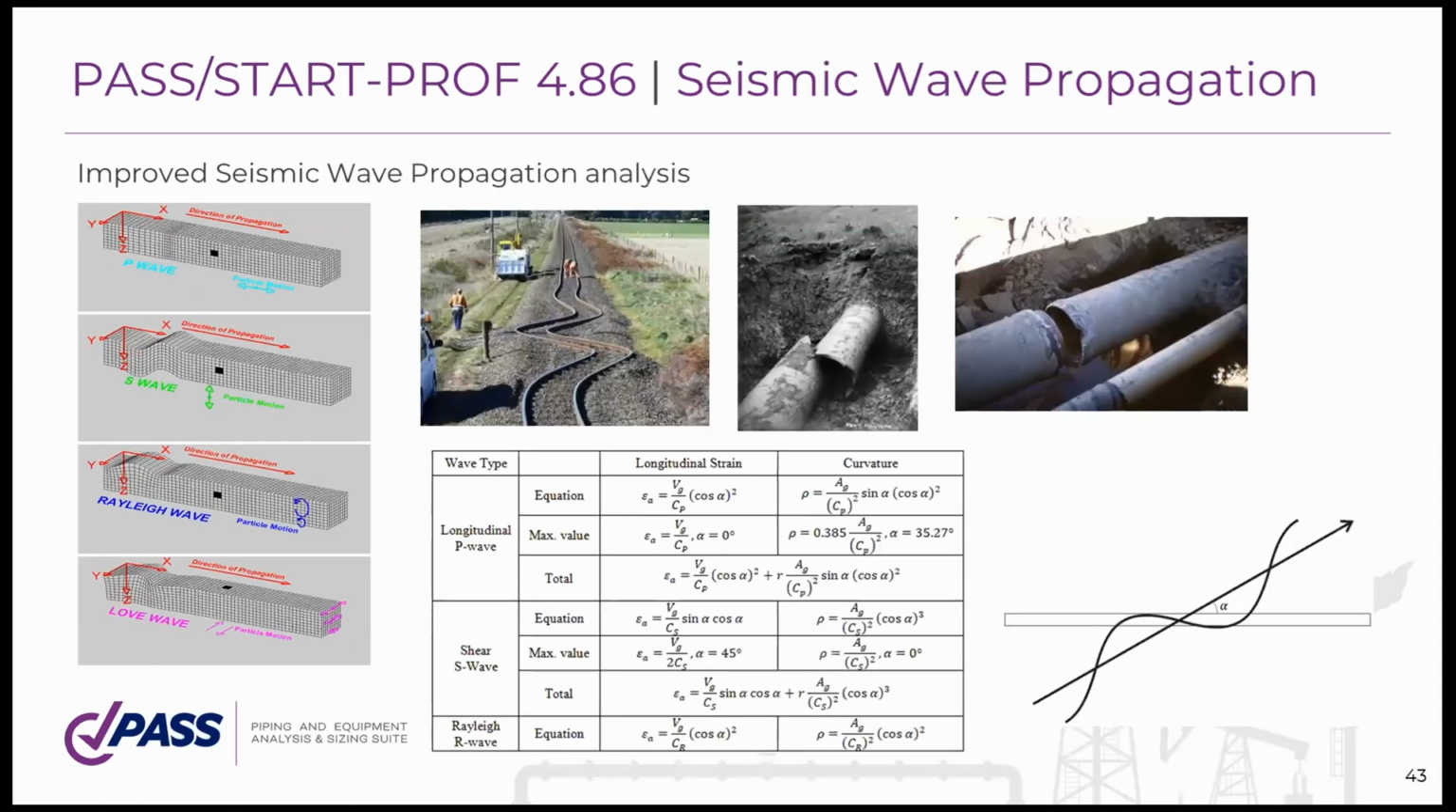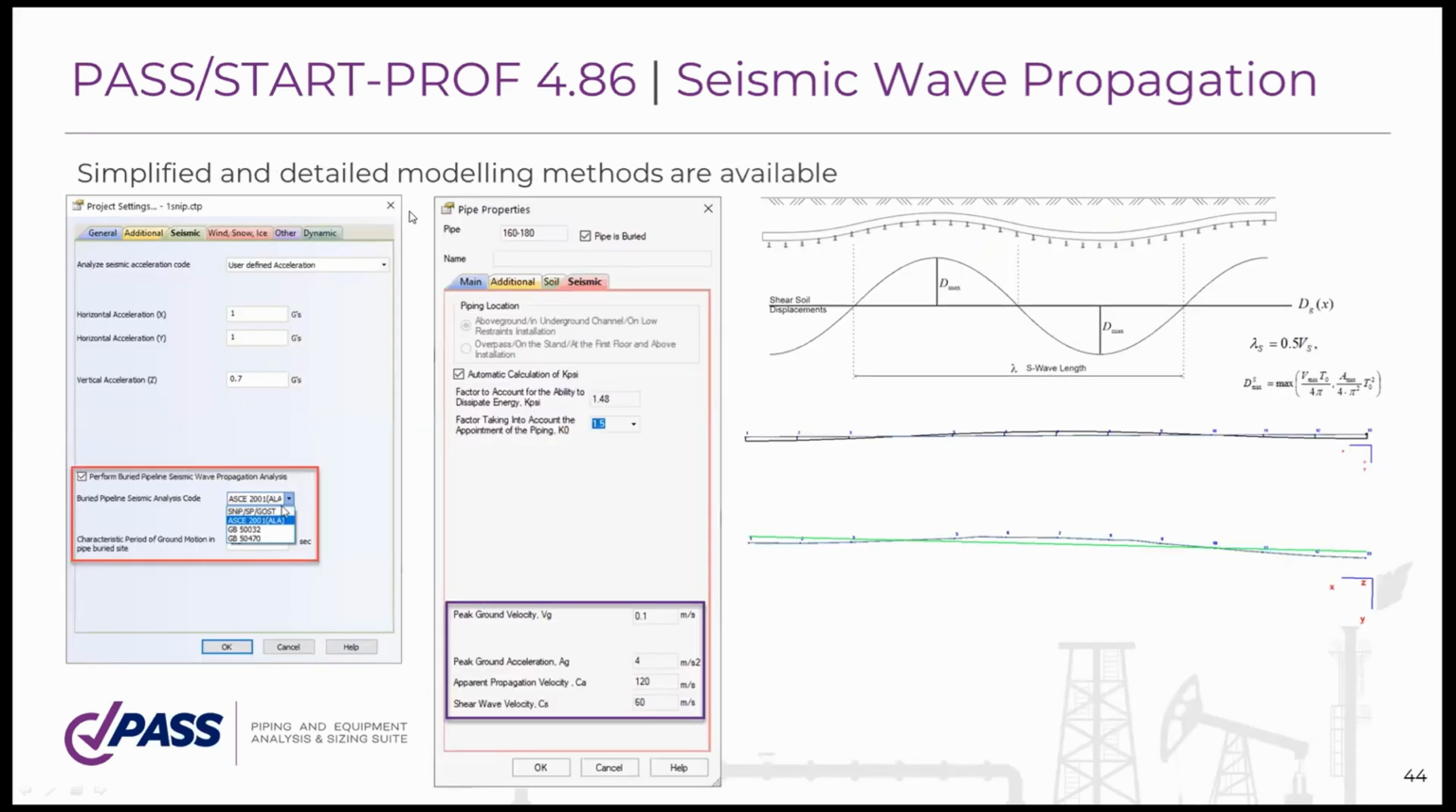Another thing is the seismic wave propagation analysis for buried pipelines. You can analyze the buried pipelines for the seismic wave propagation effect. We consider the P waves, longitudinal waves, lateral S waves, Rayleigh waves, and Love waves. Each type of wave creates some deformations of the soil and deformations of the pipe that is buried in the soil. Here you see all the equations.